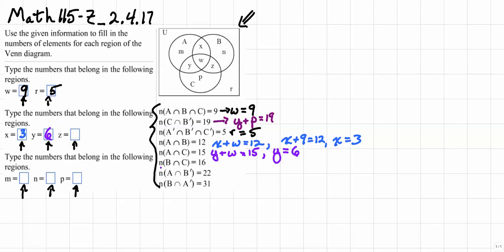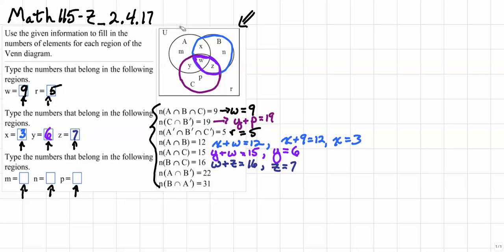Then we're going to go to the next part, and that says the number of B intersect C is equal to 16. So we're going to use the same logic we've been using. We take circle B, and then we look at the overlap with circle C. And we see that the overlap in these two is W and Z. So therefore I know that W plus Z is equal to 16. But I also know that W is equal to 9. Therefore, Z will be equal to 7. And I can write that in here.